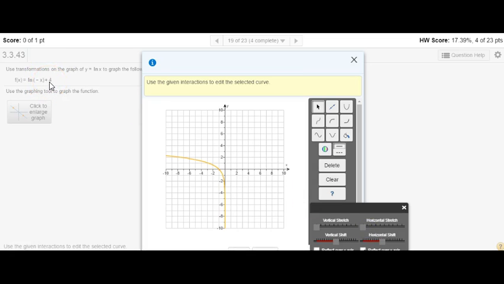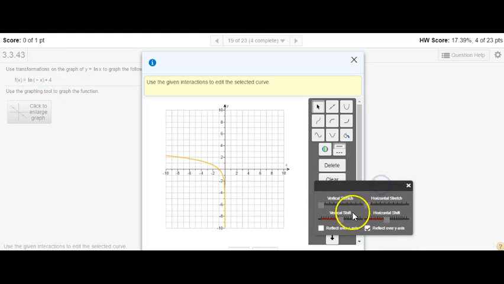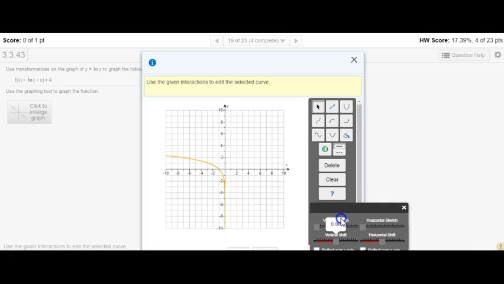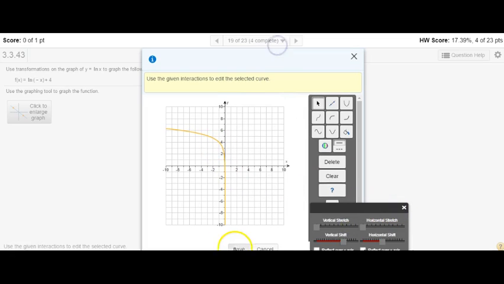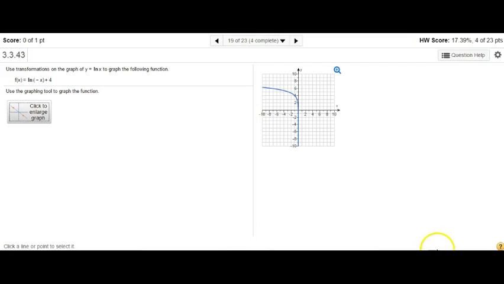Next, they have a plus 4 value here. Since that's not being added to the x value, it's outside of the function. That's going to be a vertical shift. So I just need to take this slide bar for the vertical shift, and it went up 4 units. So you can see where my graph ends up, and now I can save my answer and check it.